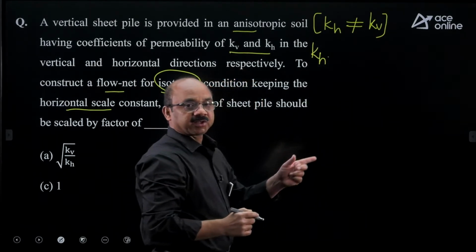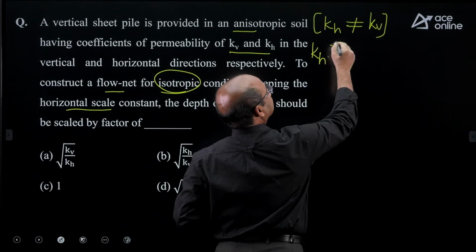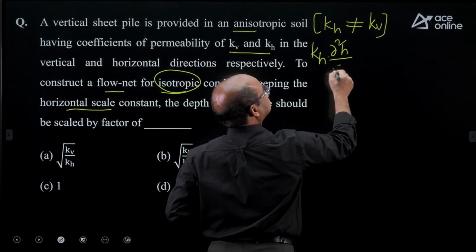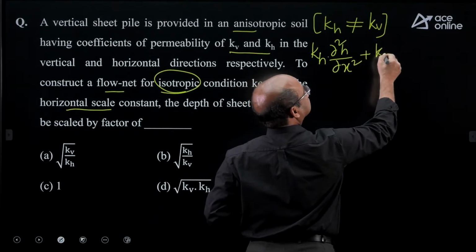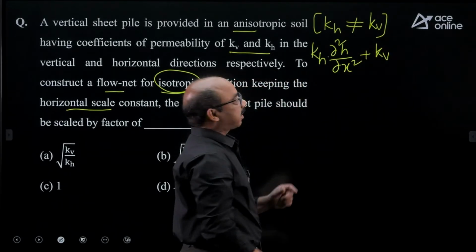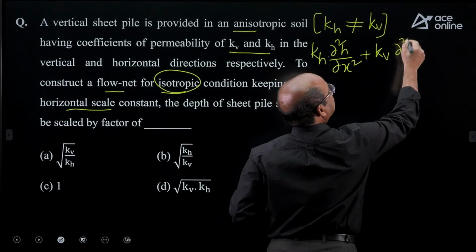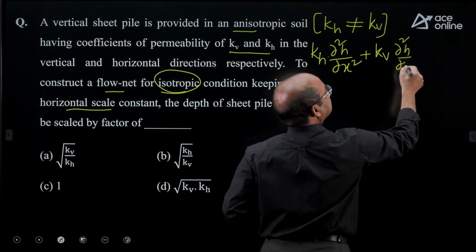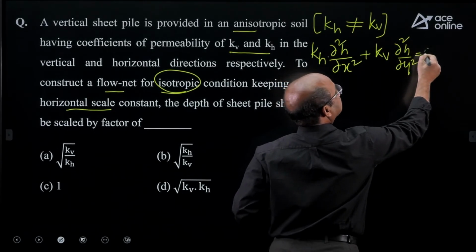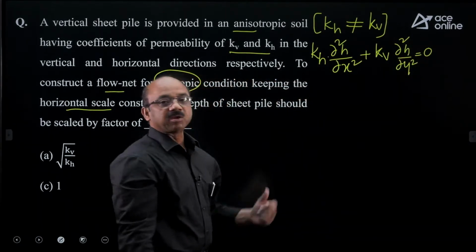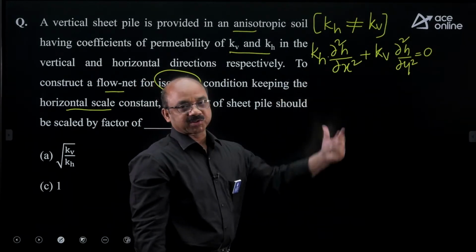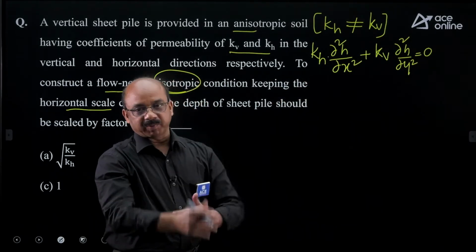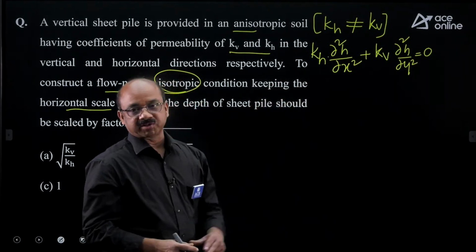Kh, the permeability in the horizontal direction, times ∂²H/∂x², plus Kv, the permeability in the vertical direction, times ∂²H/∂y², is equal to 0. So this is the equation of continuity, but it is not in Laplace form. To convert it into Laplace form, we have to transform the dimensions.